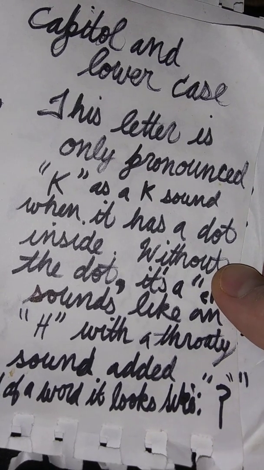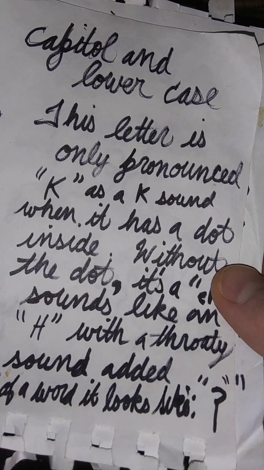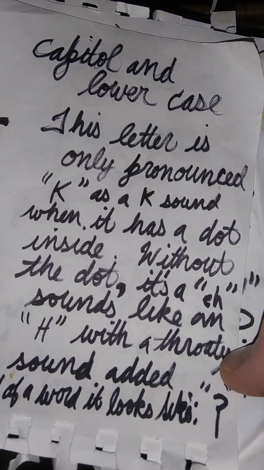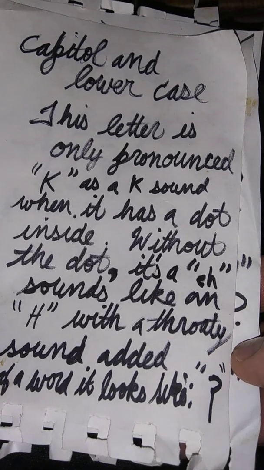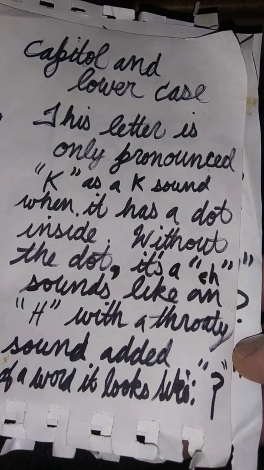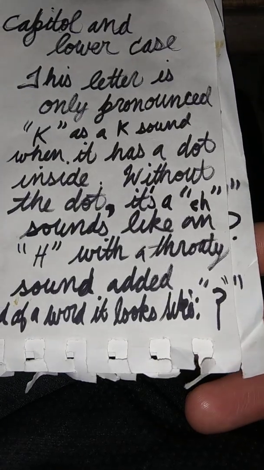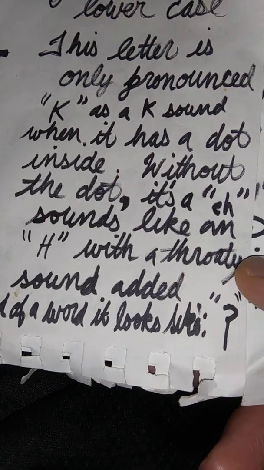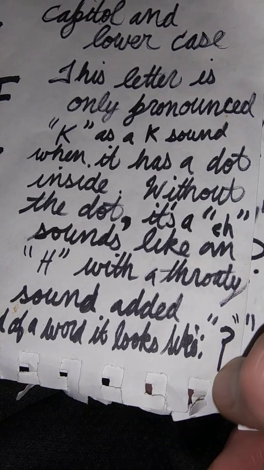A little bit confused. I haven't looked at this letter in quite a while. So anyway, this letter is only pronounced as a K sound when it has a dot inside. Without the dot, it has a ch sound, like an H with a throaty sound added at the end. Okay, so note, at the end of a word, it looks like that, almost like a question mark in English without the dot.